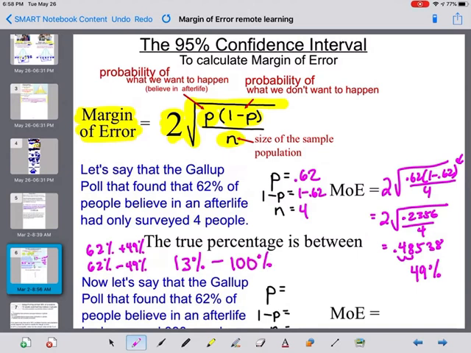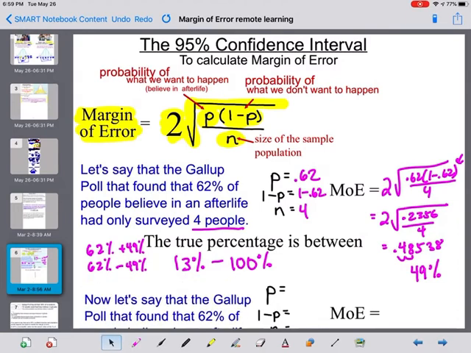So this tells us that if we had only surveyed 4 people out of the whole school, we can assume in the entire school that somewhere between 13% to 100% believe in the afterlife. Does this tell you much about the people at SLJ? No, it doesn't, because that range is way too big. So our margin of error was really high, meaning that it's not very good data.